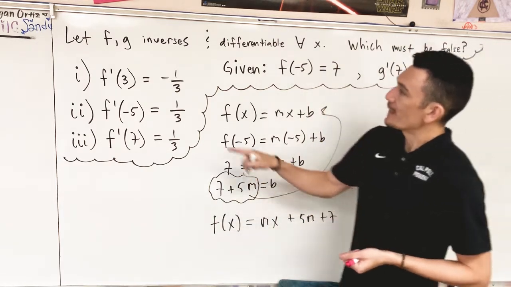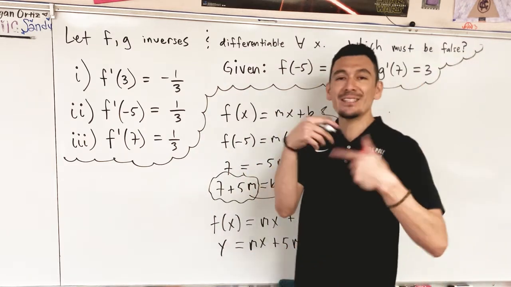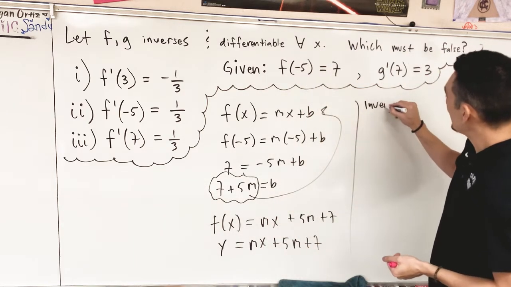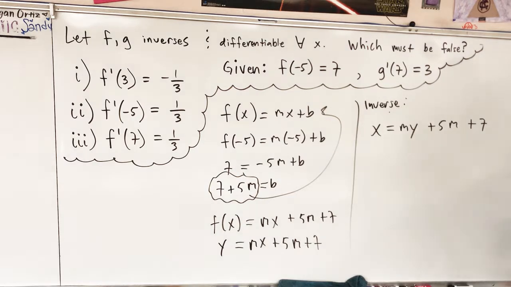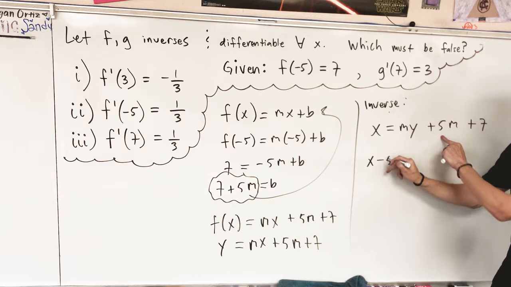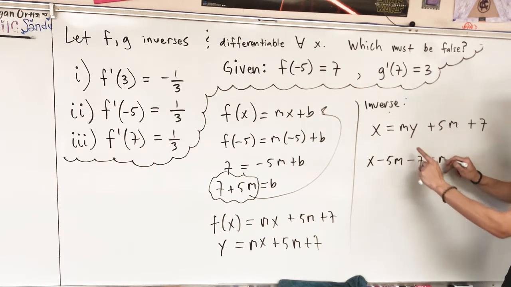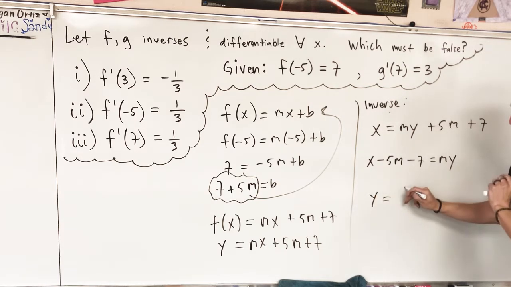Now, I know that f and g are inverses. In earlier levels of math class, they told you that to find the inverse, you switch x and y. So over here, let me find the inverse by switching x and y. And then why don't we get this y by itself? So I'm going to go x minus 5m minus 7 equals my. And then to get y alone, I can divide both sides by m.